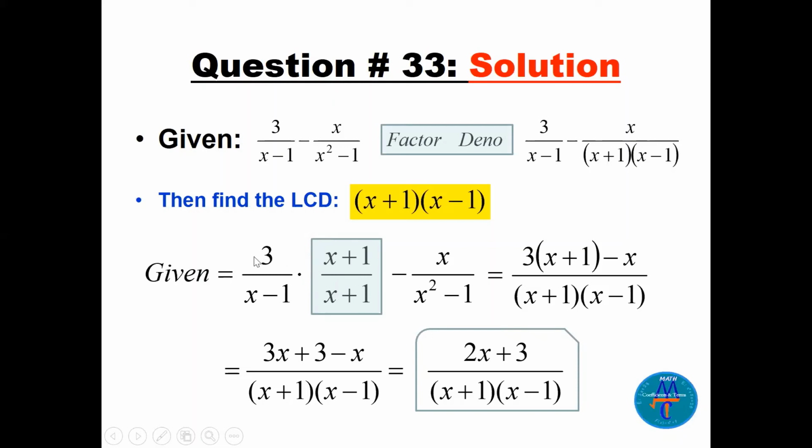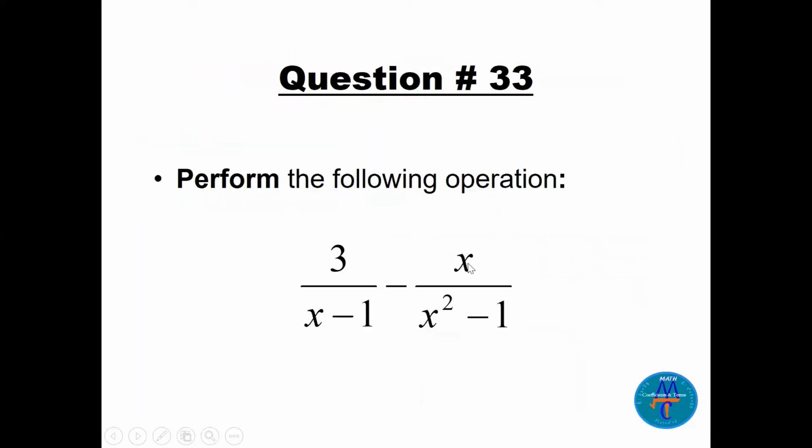So this becomes 3x plus 3 minus x, because now these denominators are the same. Leave it. Guys, remember, you have to leave the denominator. There is no equal here. If we have an equal, you can multiply both sides, but we don't have both sides. Here, you see, we have one side.